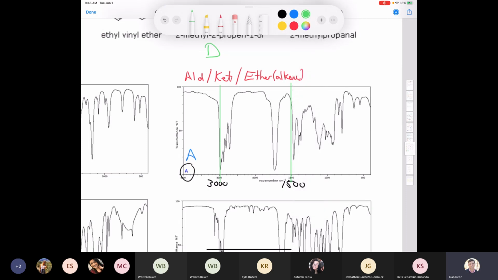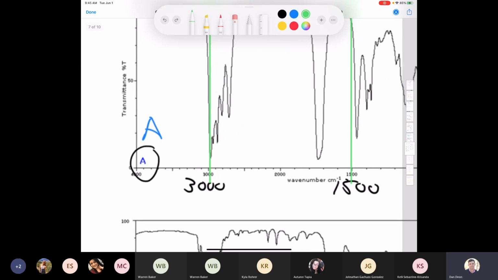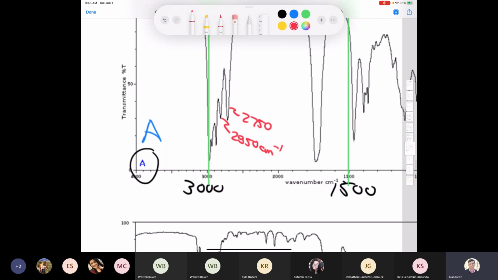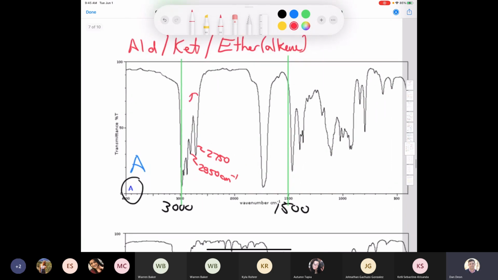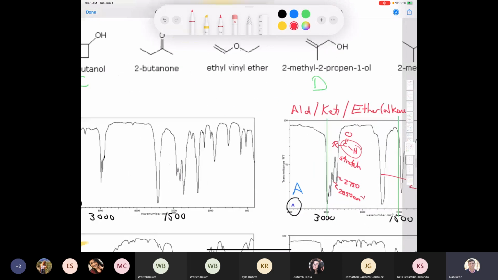At around 3000, if you look just below 3000, you notice there are two peaks right here, at around 2750 and 2850 reciprocal centimeters. This is aldehydic carbon-hydrogen stretching that you're seeing here. Then here we have the carbonyl stretch. So that means A would be the aldehyde. So A would be this aldehyde.